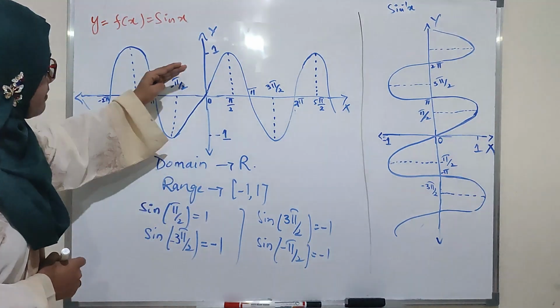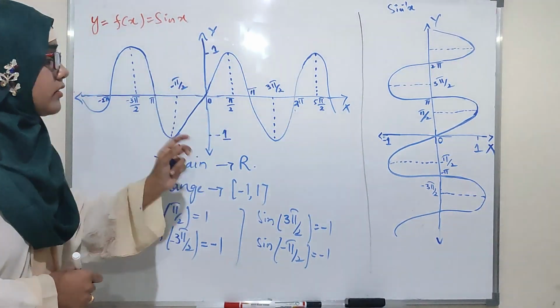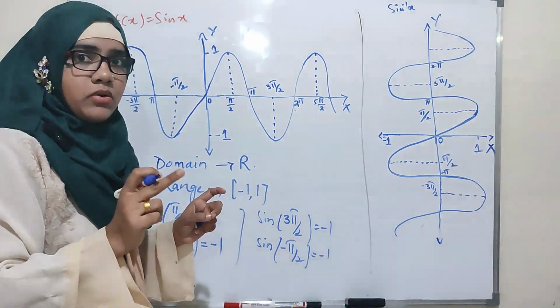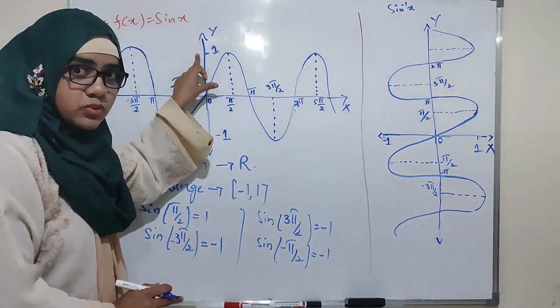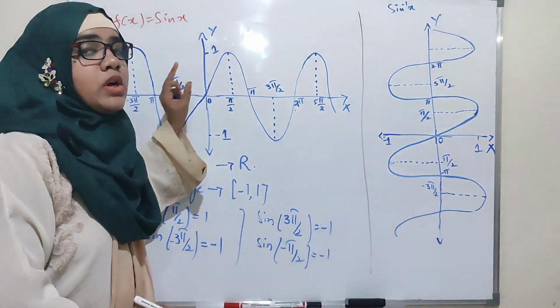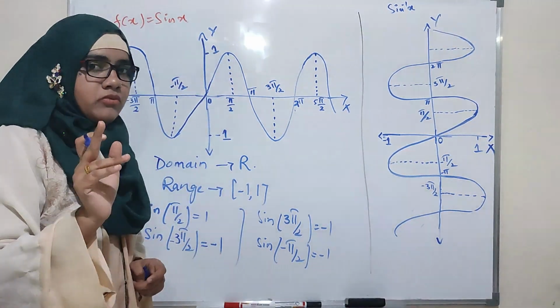Okay, so that means the graph lies in between -1 and +1 values of y, or the range. That's why we are taking the range as a closed interval. If you are taking any value of x, we will get the graph in between -1 and +1, including +1 and -1 values also. So we have to include -1 and +1 values also.